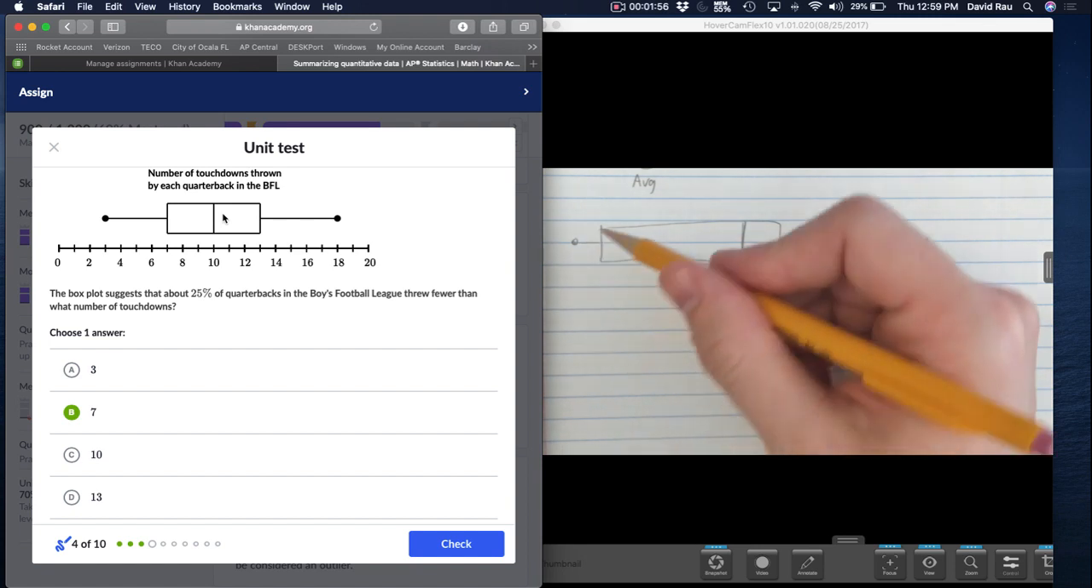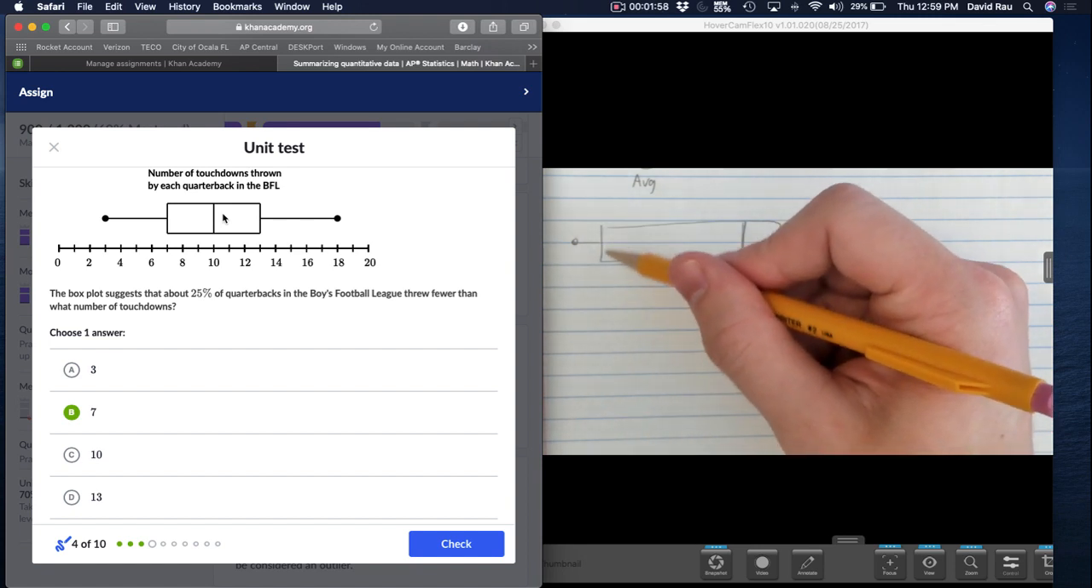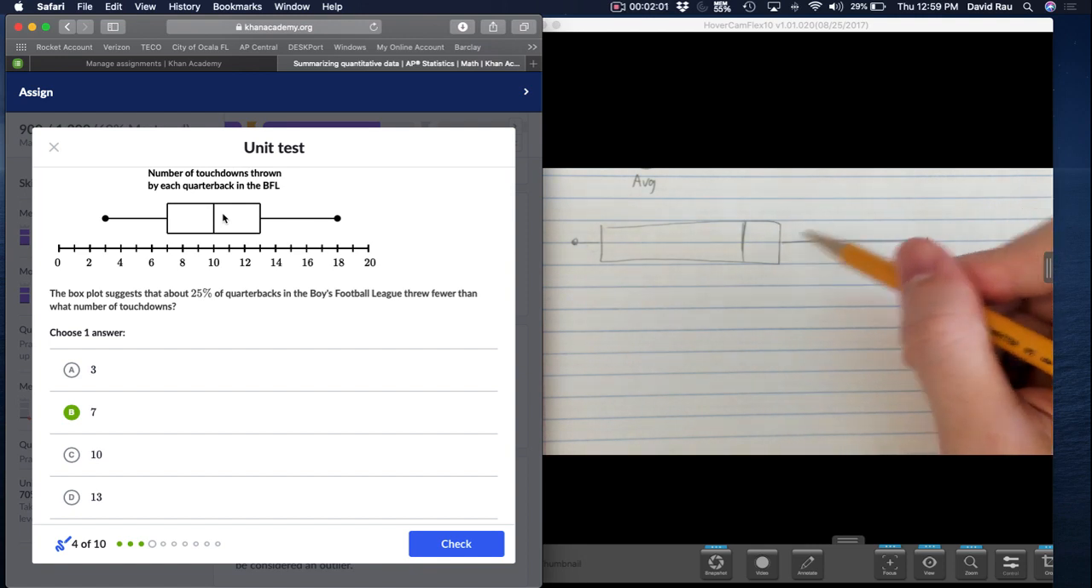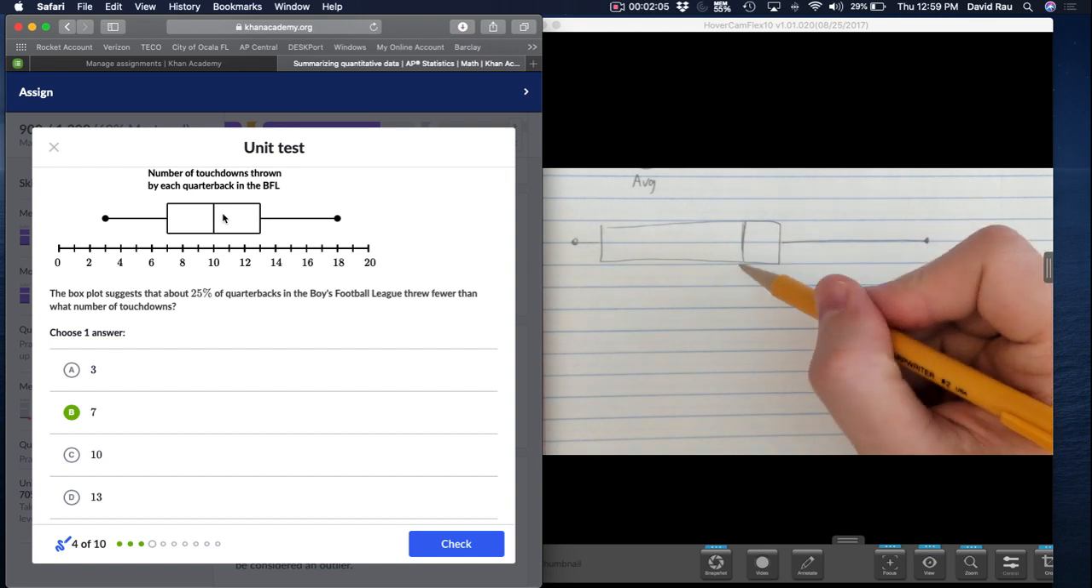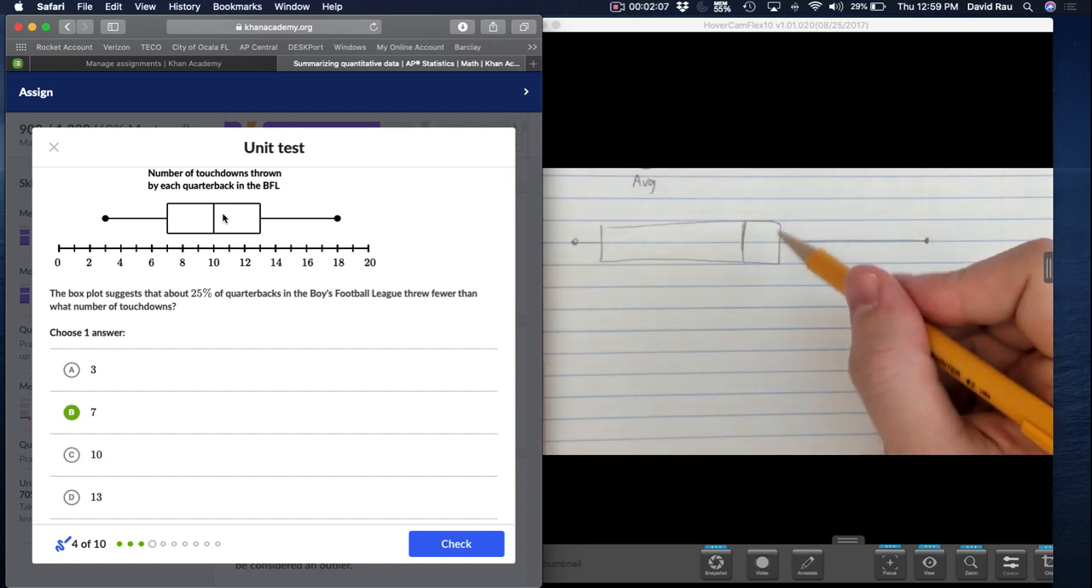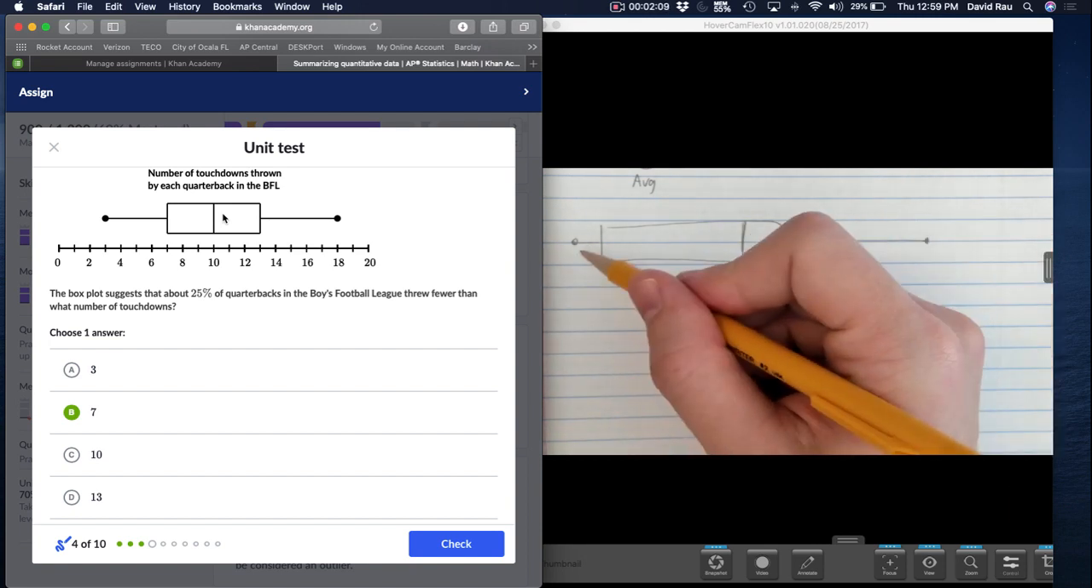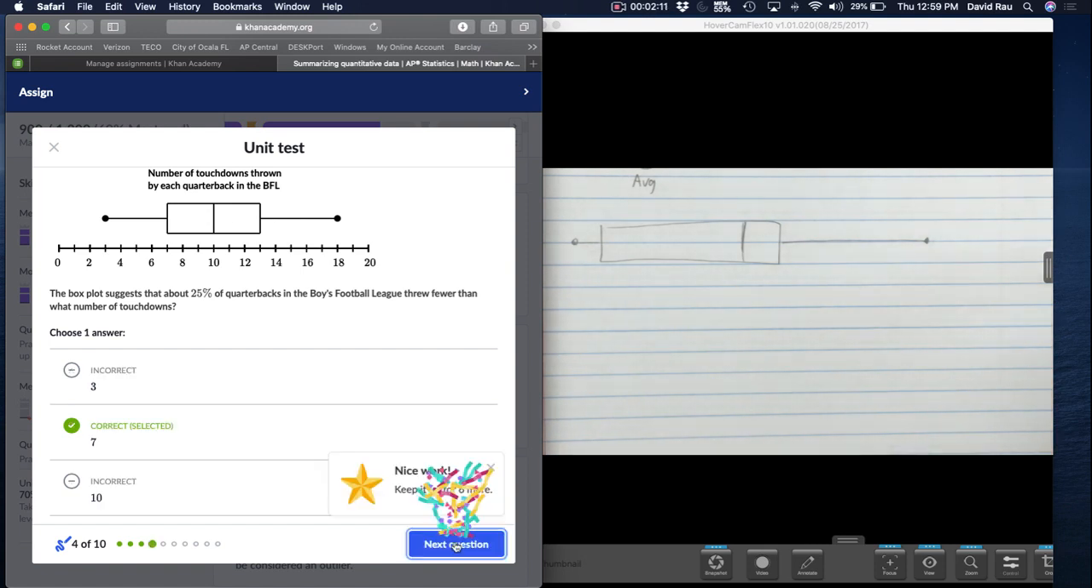What tells you what percentage of area underneath is, are you looking at Q1, the median, Q3, or all of it? Because here 25% of the data is less, here 50% of the data is less, here 75% of the data is less, and so there you go.